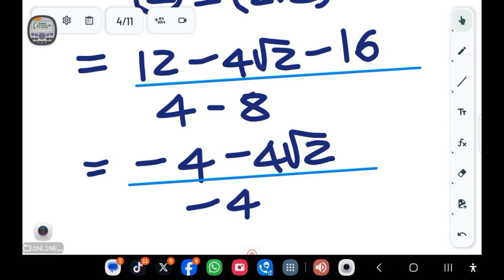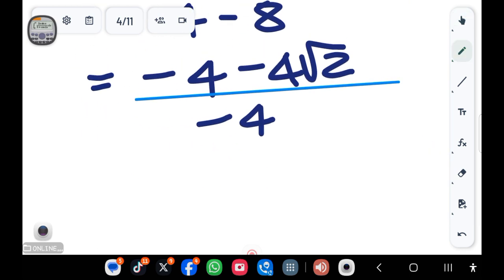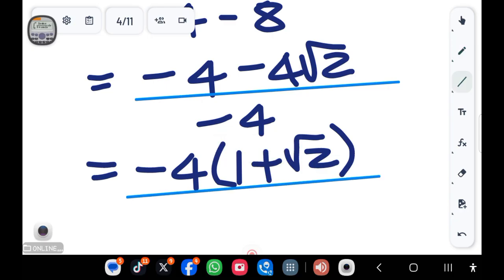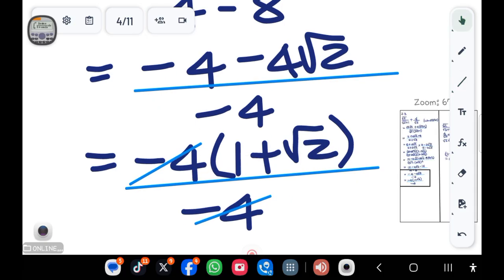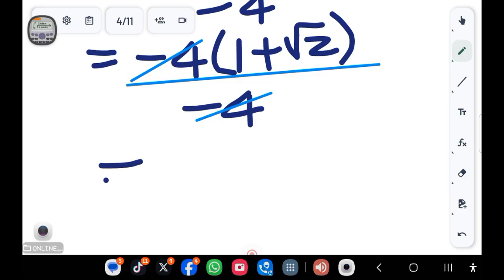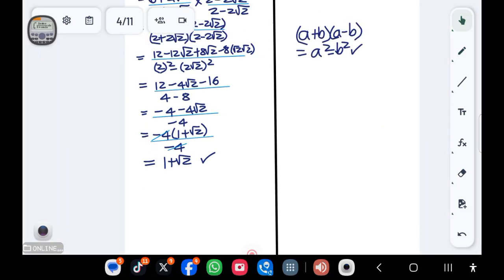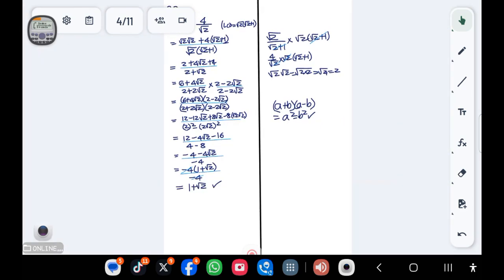Okay, let's take out a common factor here of negative 4. Negative 4, that leaves us with 1 plus root 2 all over negative 4. The negative 4's cancel out, and that leaves us with 1 plus root 2. There are many ways to kill a cat. You could have done this any other way. I don't have a problem with that. As long as you find a way that works for you and you get the answer right, we're good.